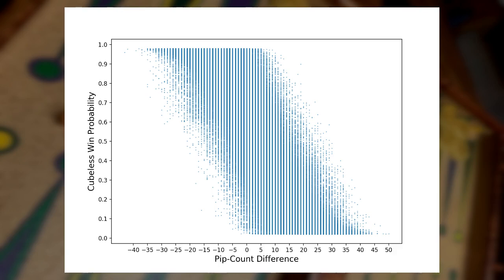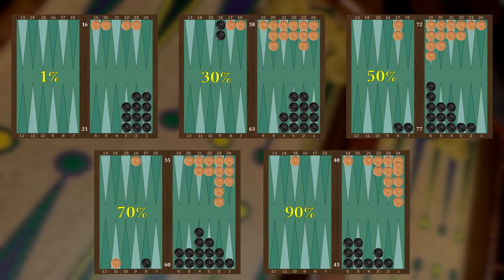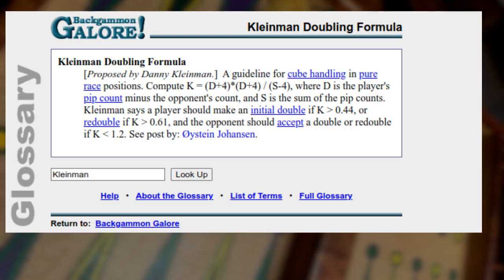For differences between 0 and 10, you can find positions with any CPW you desire. Here are some examples for 5 behind. CPW can be 1%, 30, 50, 70, 90, or anything you wish in between. And those are from my test suite, positions from actual play, not anomalies constructed to make a point. So Klineman does not use the pip count difference.